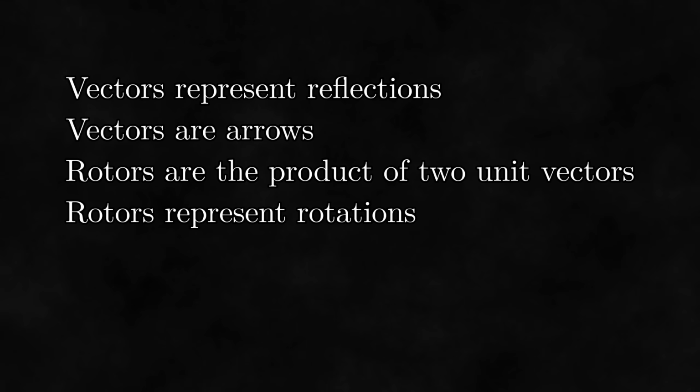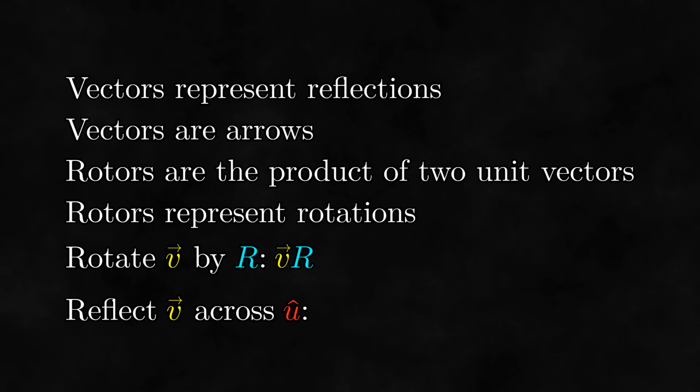In two dimensions, we rotate a vector by a rotor by multiplying them. But to reflect a vector across another vector, we need to sandwich one inside the other. It turns out that when generalizing these ideas, rotations and reflections end up getting applied in the same way, but for now, just think of two-dimensional rotations as being applied differently than two-dimensional reflections.